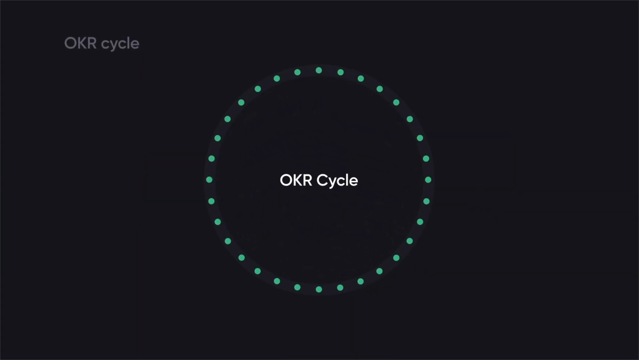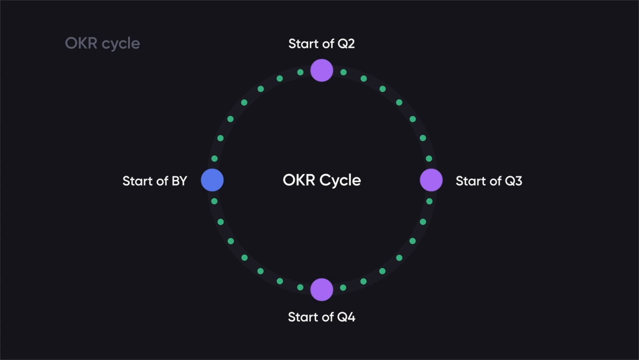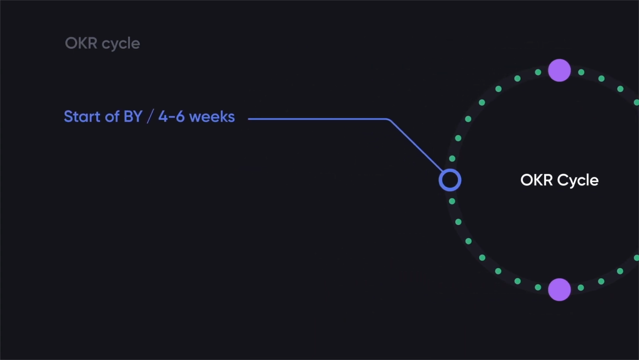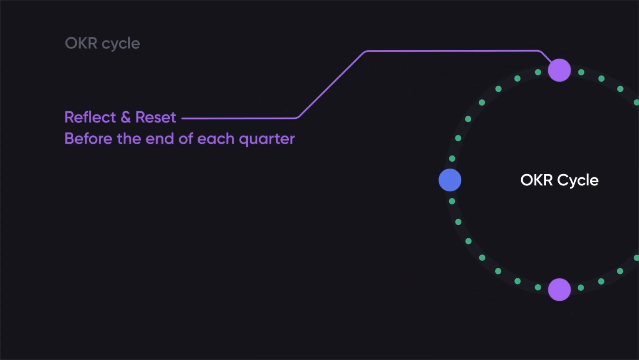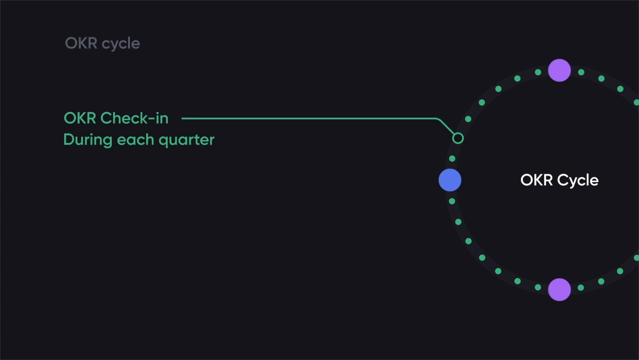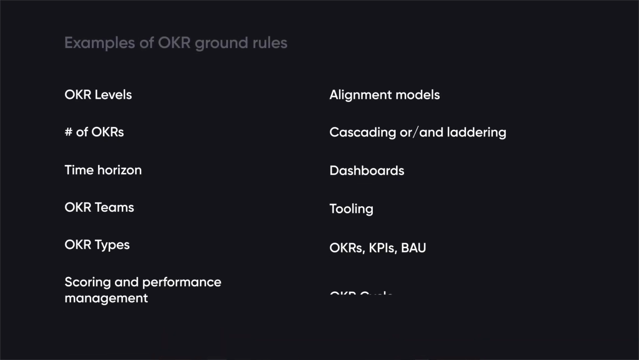Decide and communicate the OKR cycle to your teams. It has stages: setting OKRs, reflecting, resetting, and checking the progress. We will delve into more details during the OKR cycle lesson. So, these were examples of OKR ground rules that are essential to think about before or while implementing OKRs in your organization. In the next lesson, we will look closely into the OKR cycle, the essential element of building a goal-setting framework.